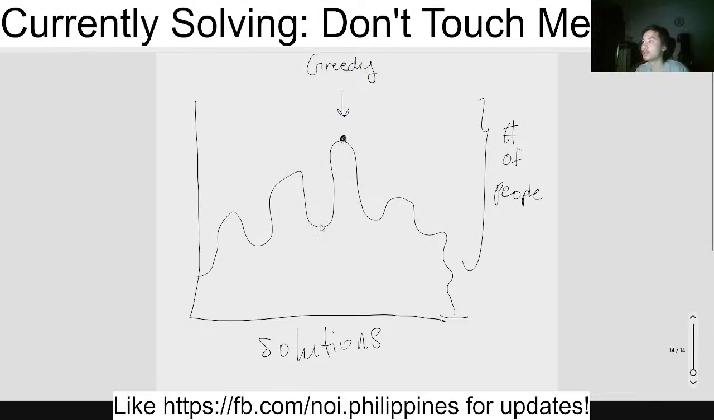Use a different color. You start with some random solution out there that is not the same as your greedy, and you transform it bit by bit so that it looks like your greedy solution. And if you know that you started with a random solution, it could have been this guy. It could have been this guy instead, or this guy over here, or someone else.